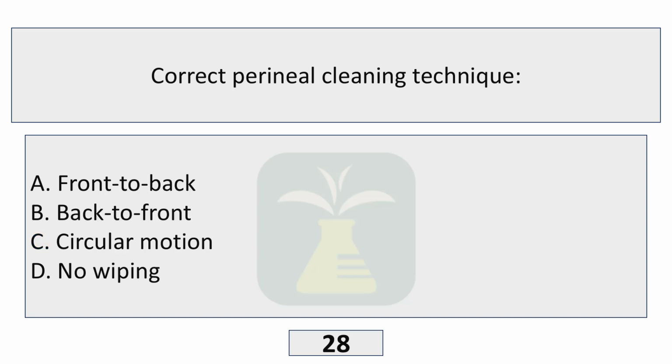Correct perineal cleaning technique: A. Front to back. B. Back to front. C. Circular motion. D. No wiping. Correct answer, front to back. Prevents fecal contamination of the urethra/vagina.